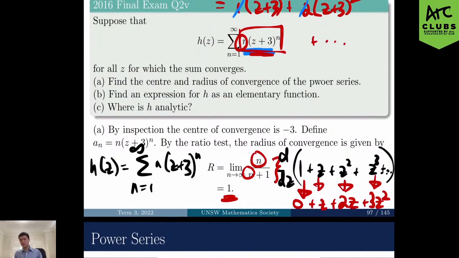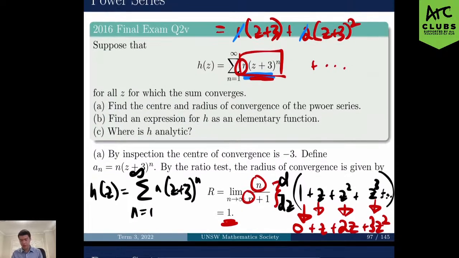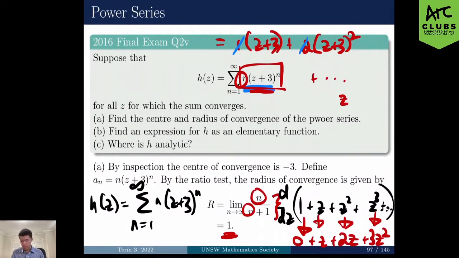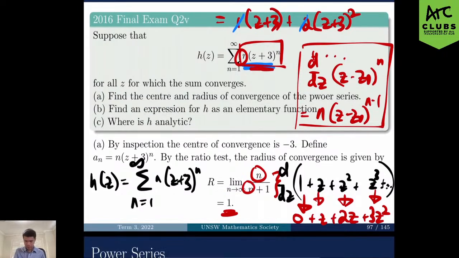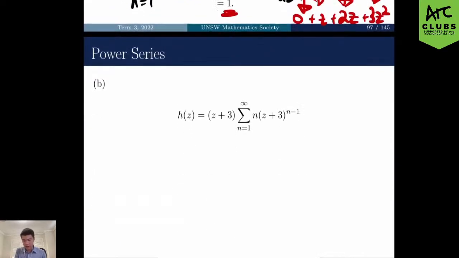Well, it's really close to a differentiation, because when you differentiate (z minus z0) to the power of n, you actually get n times (z minus z0) to the power of n minus 1, which is really close to this, because we've got n times this to the power of n. Well, the solution is pretty simple. We just take a z plus 3 out, so let's do that, and we've got this.